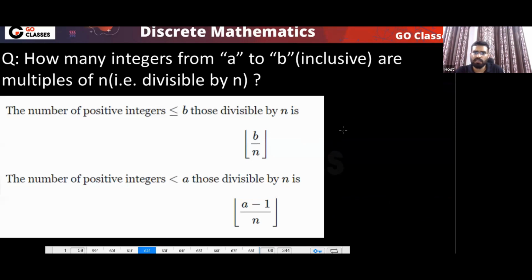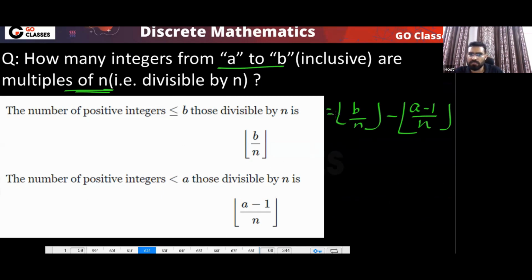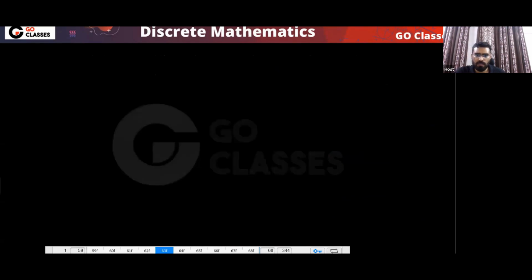So finally, if you want the formula, then from A to B, how many are divisible by n? The answer will be: from 1 to B you find, minus from 1 to A minus 1. Very simple. So this is your final answer.